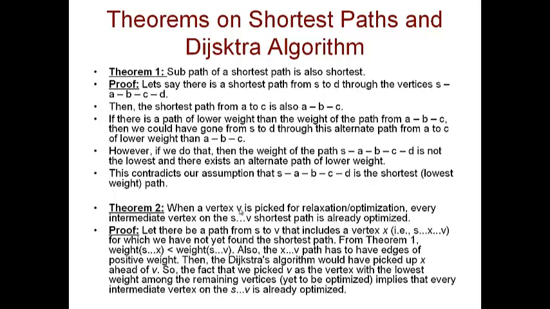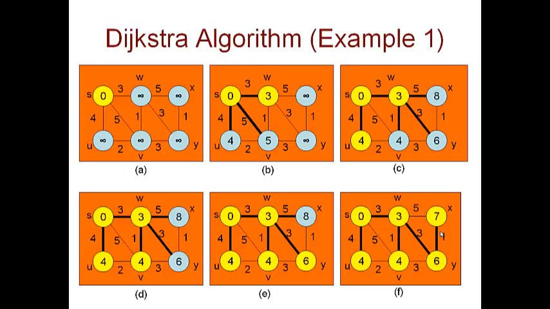Again, prove by contradiction. Let there be a vertex X which we have not yet optimized, and X is on the path from S to V. Dijkstra's algorithm picks up the vertices in the increasing order of the shortest path weight. If you see this example, it started with 0, then 3, then 4, then 4, then 6, then of course it reached 7. Every time it picks a vertex, the weights are increasing: 0 to 3, 3 to 4, 4 to 4 again, then 6, then 7.